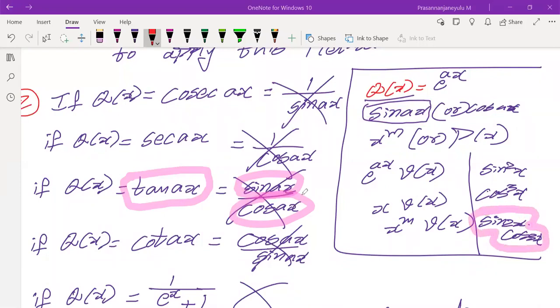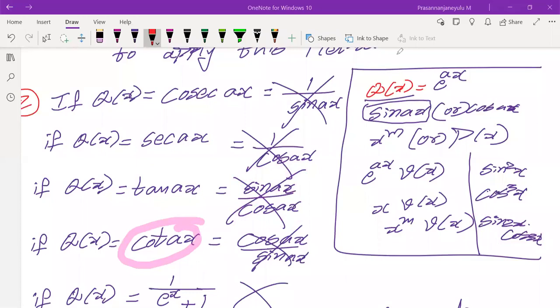But can we convert it into type 2 whenever it is in fraction like this? No. We can write it as sin ax into secant ax. But secant ax, just now we discussed, we should not apply this method. In the same manner, if cot ax is there, then we cannot apply this method.